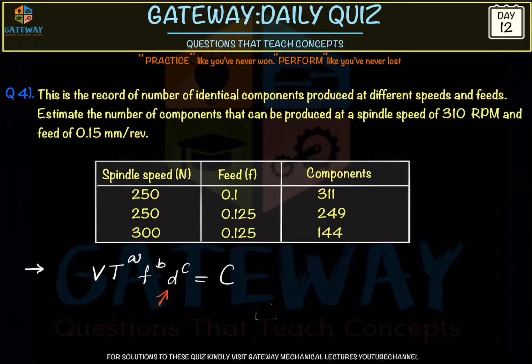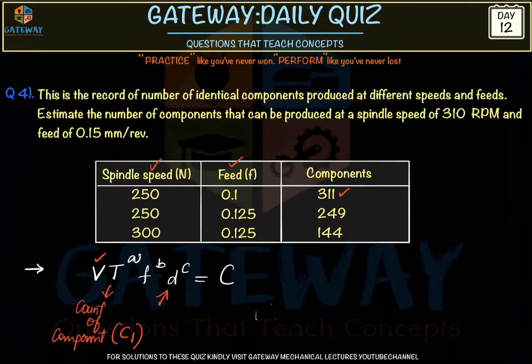Here depth of cut is removed, and there is nothing about tool life, but there is a term called number of components. Suppose with the same spindle speed and the same feed, you produce 311 components, and after producing 311 components our tool fails. So instead of taking tool life, they gave the count of components. Let that count of components be C1, and V we know is equal to pi d n upon 1000. Therefore V is directly proportional to the spindle speed n.